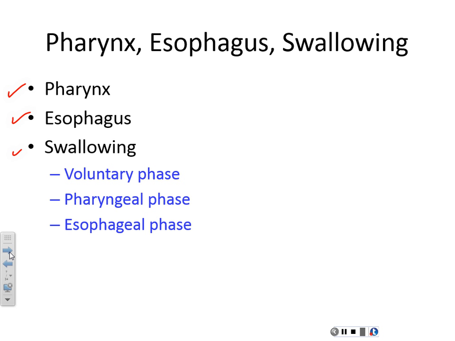The upper esophageal constrictor muscles relax, and then there's a wave of contraction starting with the superior constrictor, going to the middle one, and then the lower one. They contract sequentially to push the bolus of food down the pharyngeal muscles, right? And so this is reflex.